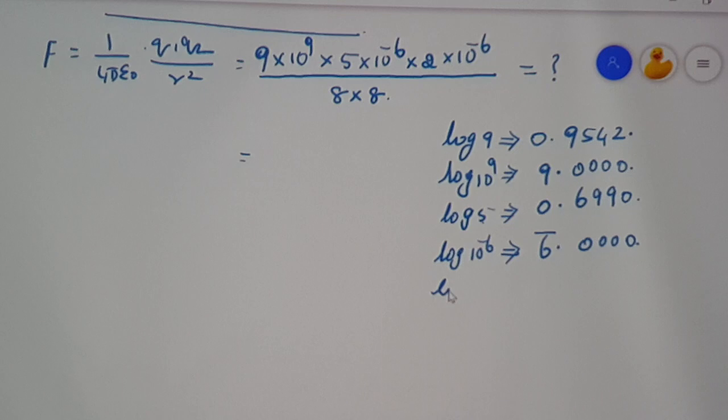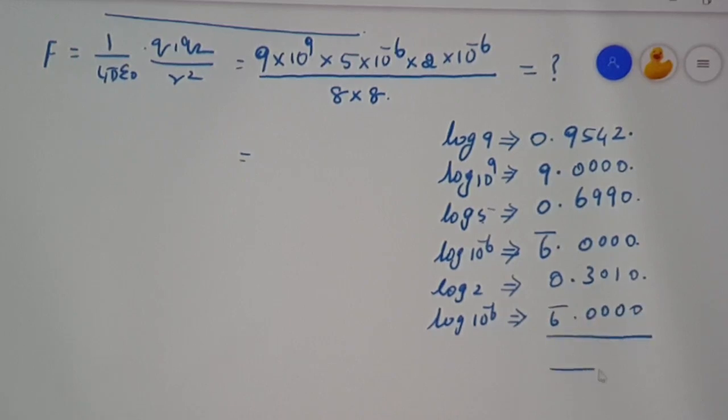Then the logarithm for 2. If you consider the logarithm for 2, the characteristic part is 0.3010. Similarly, the next one, log of 10 power minus 6, I can write as 6 bar point 0, 0, 0, 0. All these are in the numerator and all these values are multiplied, so I have to add. You add all these values.